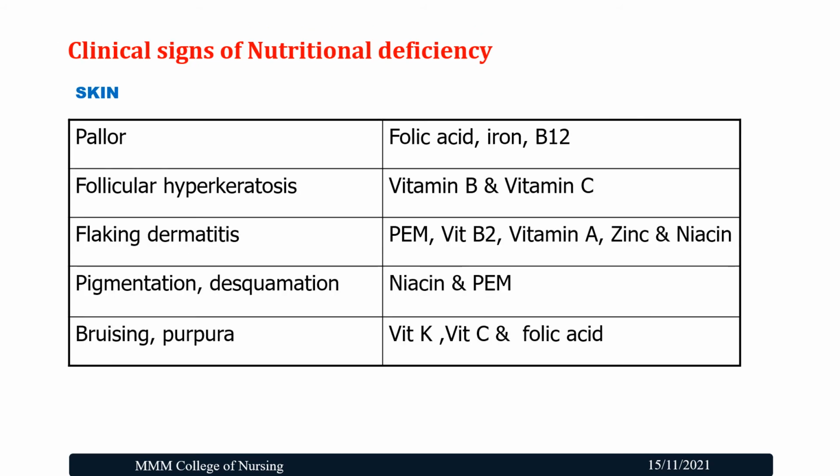Moving on to skin, pale skin indicates folic acid, iron and B12 deficiency. Follicular hyperkeratosis indicates vitamin B and vitamin C deficiency. Dermatitis indicates protein energy malnutrition, vitamin B2 deficiency, vitamin A, zinc and niacin deficiency. Pigmentation and desquamation indicate niacin and protein energy malnutrition. Bruising and purpura on the skin indicate vitamin K, vitamin C and folic acid deficiencies.